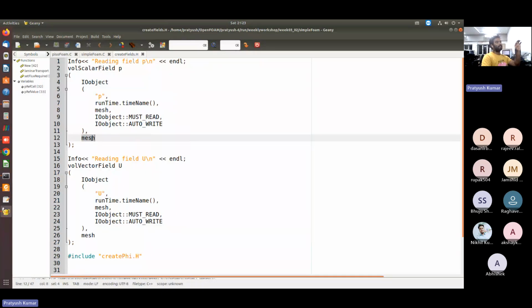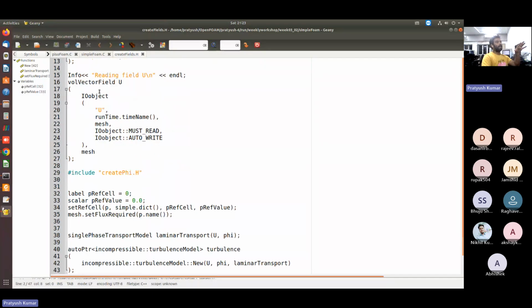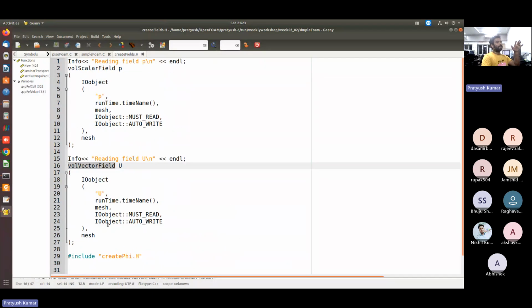Mesh is one object. For the mesh object, we are creating the value of the field, that is the P. If you go and see the definition of the volume scalar field and the volume vector field, you are going to see that these field values are defined at the cell center of a given cell. That is what I told you: in OpenFOAM, collocated grid meshing is followed.